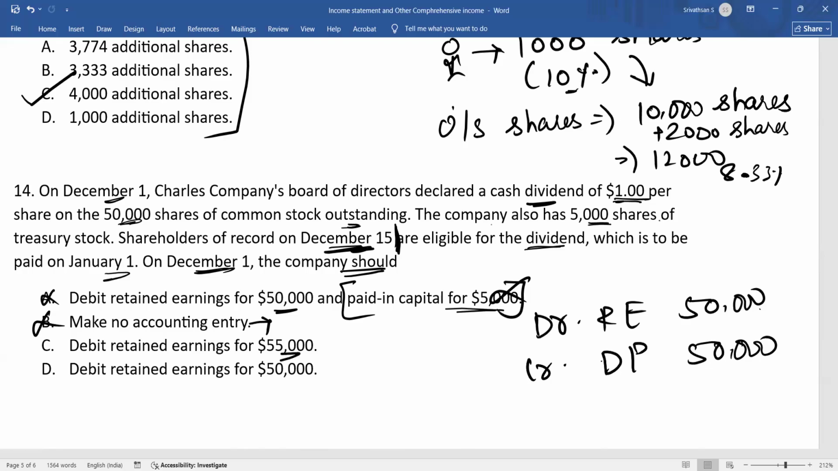Option C says debit retained earnings for 55,000. How 55,000? They are taking these 5,000 shares of treasury stock also into consideration. But for treasury stock, the company should not pay any dividend because treasury stock is with the company itself. So option C is not the right answer. Option D says debit retained earnings for 50,000. So option D is the right answer.